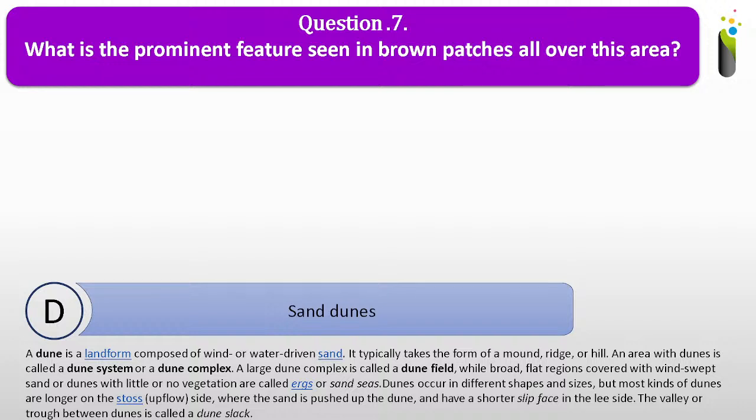Dunes occur in different shapes and sizes, but most kinds of dunes are longer on the stoss, that is upflow side, where the sand is pushed up the dune, and have a shorter slip face on the lee side. The valley or trough between the dunes is called a dune slack. This is for you to revise quickly. I hope it is helpful.